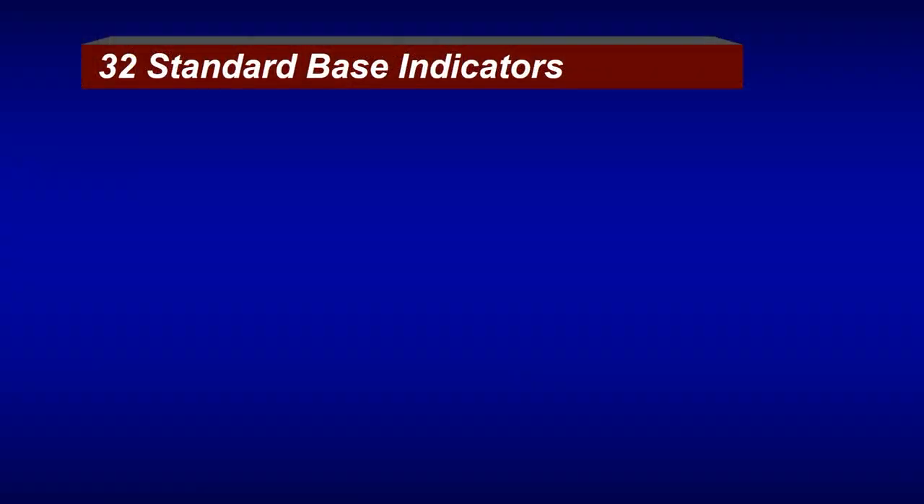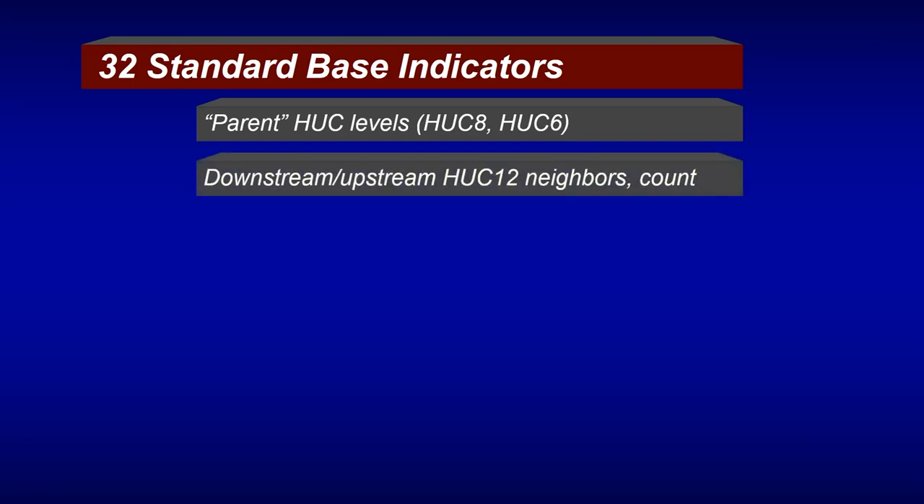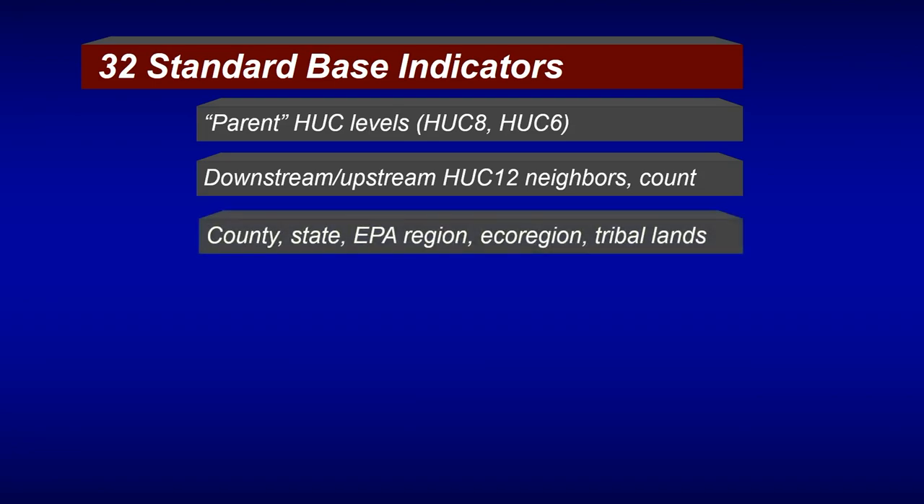There are 32 base indicators in the standard state RPS tool. Besides HUC 12s, the category includes the much larger HUC 8 and HUC 6 river basins within which the HUC 12s occur. The downstream and upstream neighbors and the count of upstream HUC 12s provide important insights on flow routing. Other traits include each HUC's majority county, state, EPA region, and ecoregion, as well as presence of or adjacency to tribal lands.